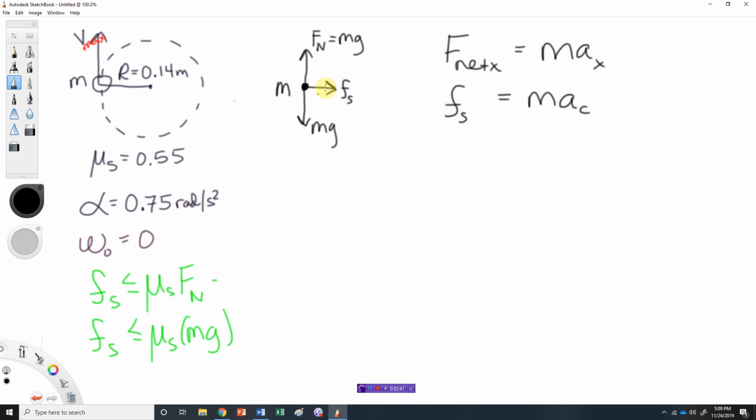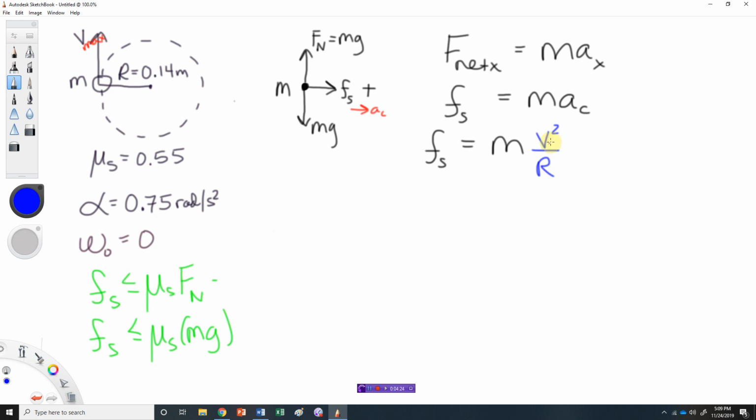We do need to check some signs. I didn't put any signs on here. Let's just make to the right positive, which means that's toward the center of the circle as well. So the centripetal acceleration is also positive. So, positive, positive, we're good. So here's the thing. If you put in the equation for centripetal acceleration, which is v squared over r, this will give you the static friction necessary to go this fast around a circle of that radius.